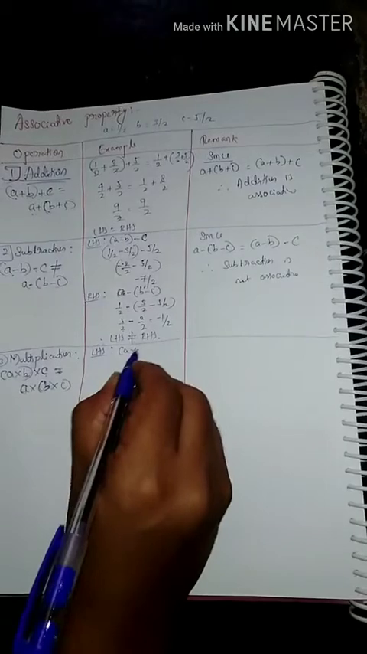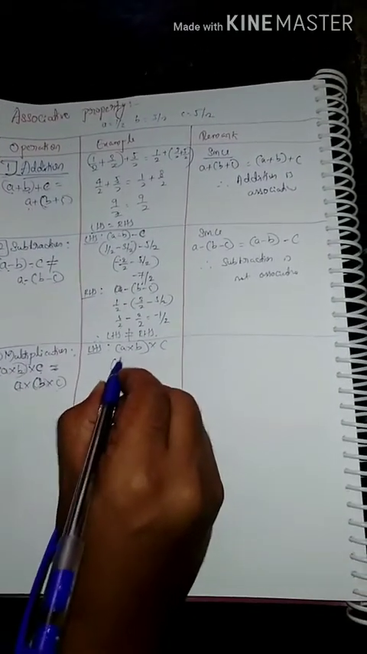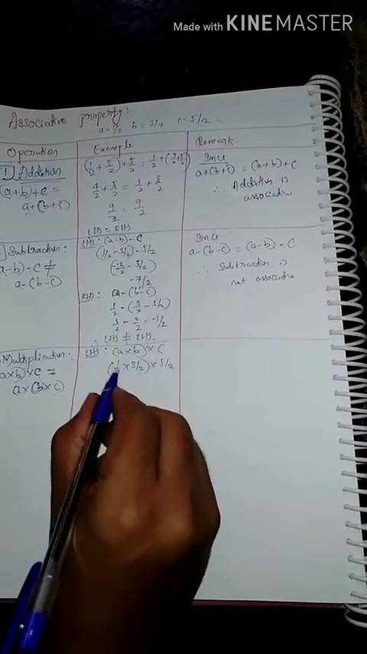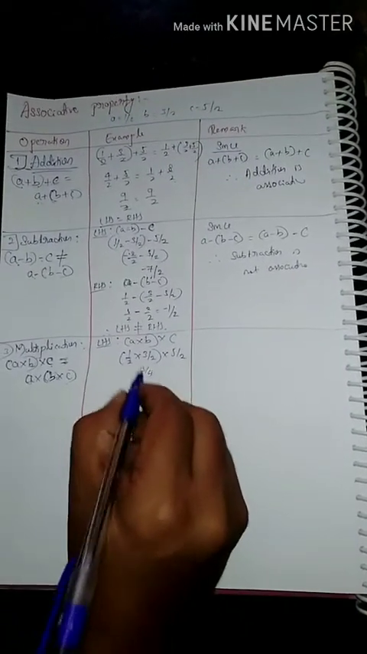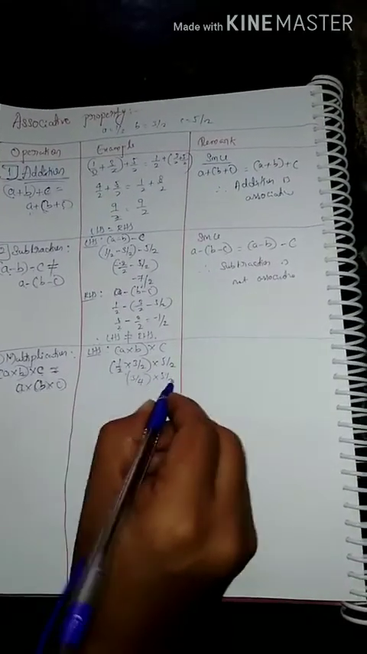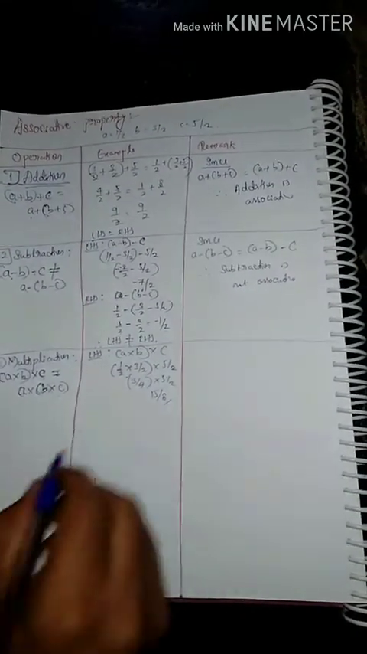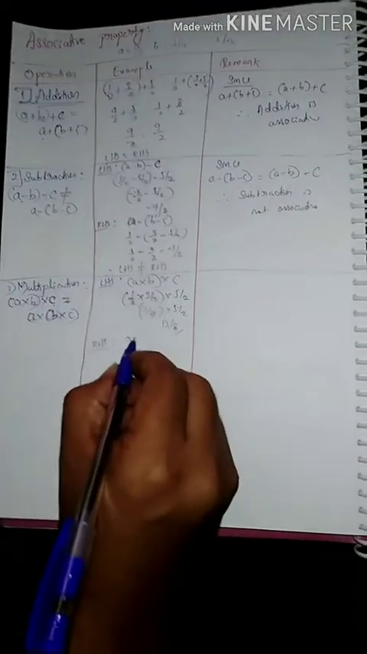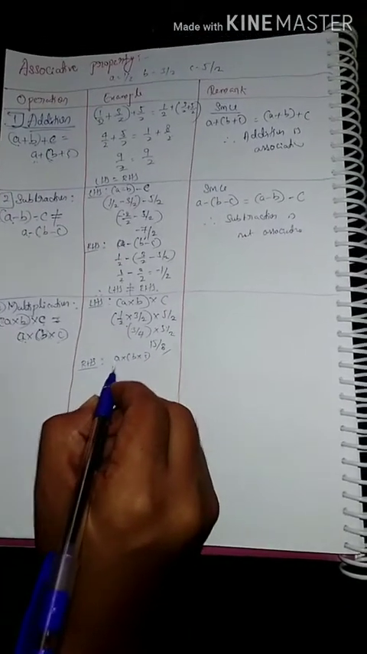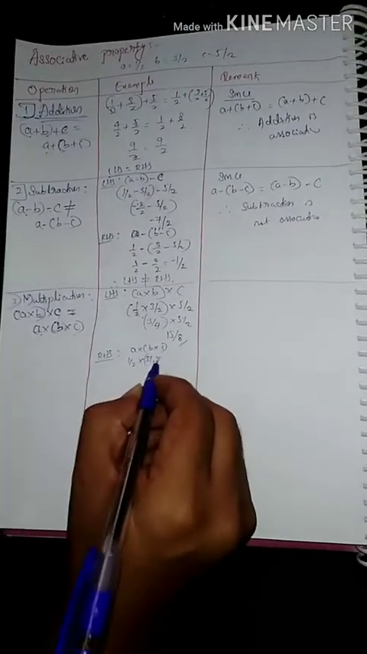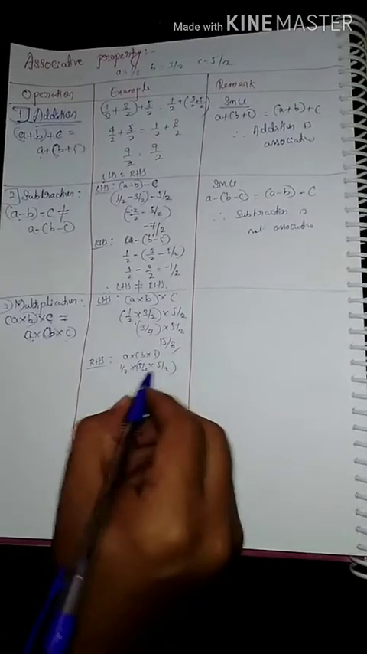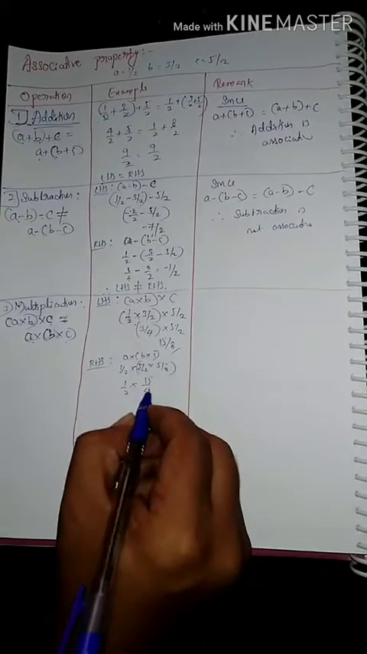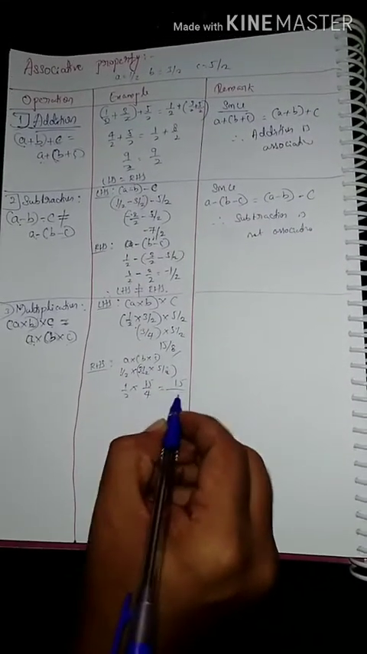So LHS is (a into b) into c. A is 1 by 2 and b is 3 by 2 and c is 5 by 2. So first multiply a into b: 3 1s are 3, 2 2s are 4, into 5 by 2. 3 5s are 15, 4 2s are 8, 15 by 8. And next RHS. So the RHS is a into (b into c), where a is 1 by 2 into b is 3 by 2 into c is 5 by 2. First multiply b and c, then multiply 1 by 2. 3 5s are 15, 2 2s are 4. 15 1s are 15, 4 2s are 8, 15 by 8.